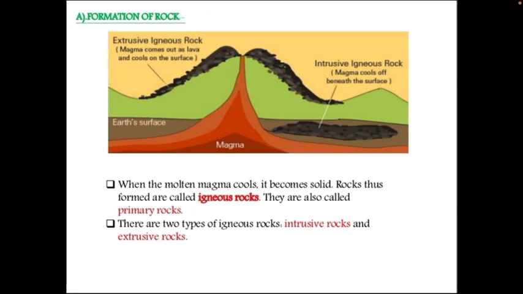How are rocks formed? When the molten magma cools, it becomes solid. The lava, which is continuously moving inside the earth, when it solidifies, it becomes rocks. So, when this molten lava solidifies, it becomes an igneous rock. They are also known as the primary rocks because they are formed directly from the lava. There are two types of igneous rocks, intrusive rocks and extrusive rocks.